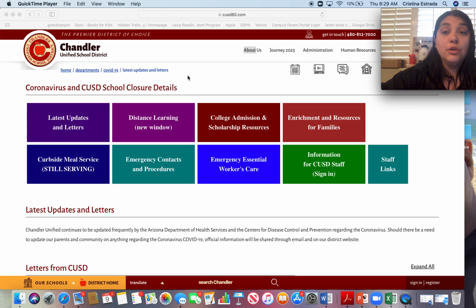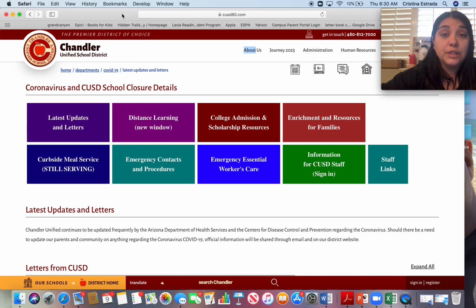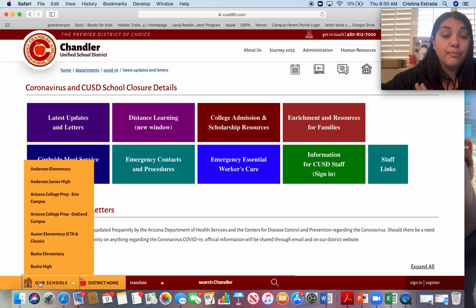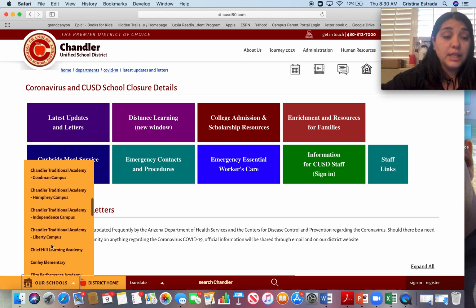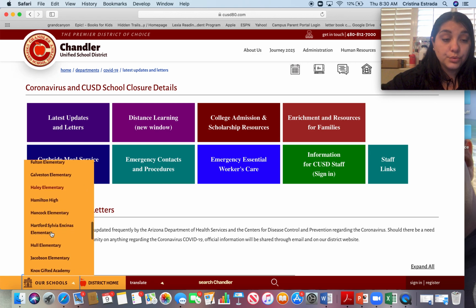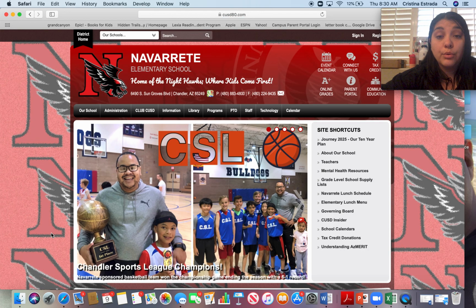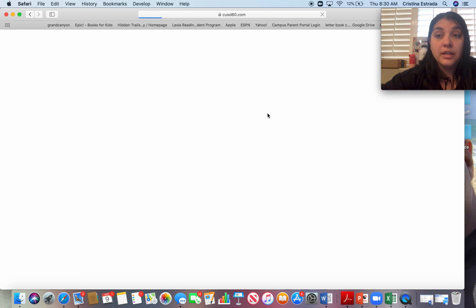So let me go ahead and start with the first screen, which is our Chandler Unified District website, and then we go to our schools down here at the bottom left. We scroll through the names until we find our school, Navarrete, and that will take us to our homepage. Once we're here at the homepage, we're going to go to this tab right here that says Technology. Click on that.